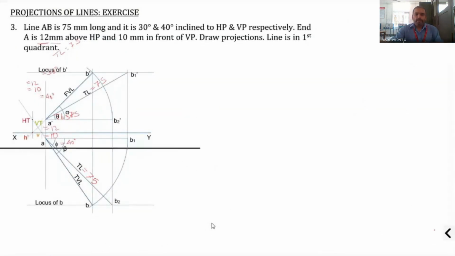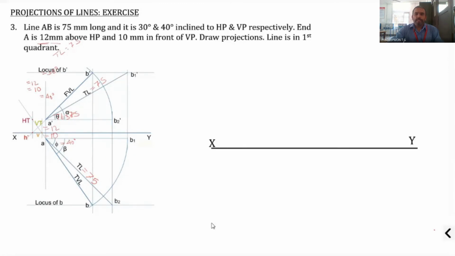So first we draw the XY line, then we draw the projector for A dash and A. On this, you mark the point A dash as well as A. And from both the points, the locus of A dash as well as the locus of A are drawn. And from the locus of A dash, keeping A dash as the base point, we mark an angle equal to 30 degree.